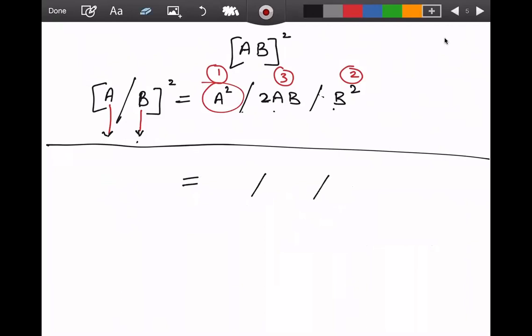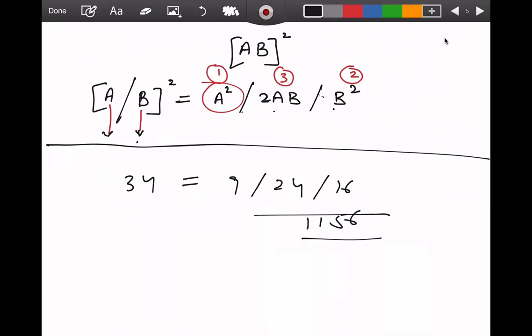Okay, 2-digit number. Bhavya. 34. Time up. Did I do it right? Yes, sir. So 3 square 9, 4 square 16, 3 into 4 is 12, double of that is 24, 6, 4 plus 1 is 5, 9 plus 2 is 11.